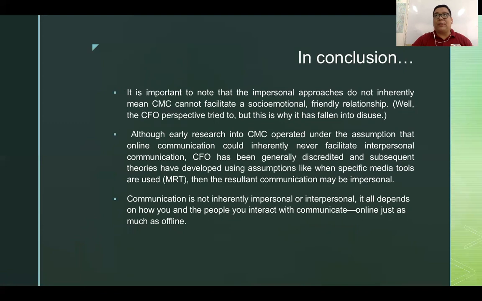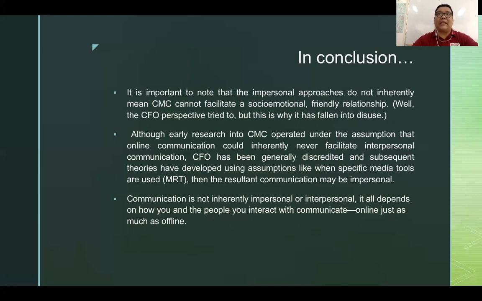And in the context of computer-mediated communication, these various theories are very instrumental for us to create a deep knowledge of how CMC functions and how it becomes very integral in the context of communication, may it be linear, transactional, interpersonal, or impersonal. Now, it is important to note that impersonal approaches do not inherently mean CMC cannot facilitate a socio-emotional friendly relationship. Well, the CFO perspective tried to, but this is why it has fallen into disuse.